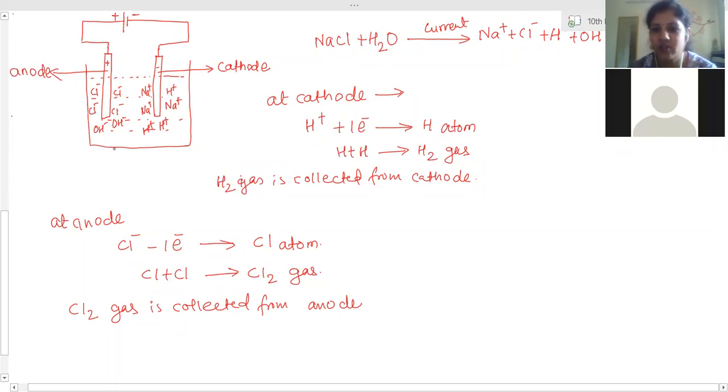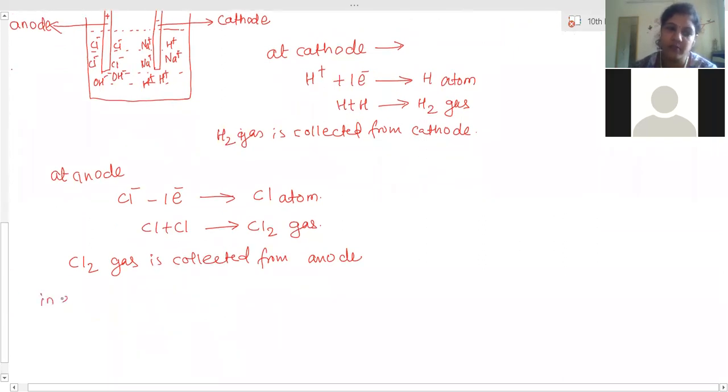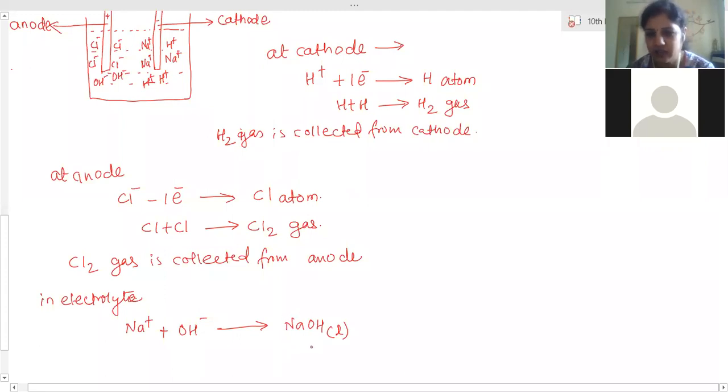Now what is left in the electrolyte? Sodium and hydroxide. The sodium ions and the hydroxide ions are left out because they can't win the game. So these two finally combine together and form sodium hydroxide. This is in the liquid state. So sodium hydroxide is obtained in the electrolyte, left behind after obtaining hydrogen and chlorine gas.